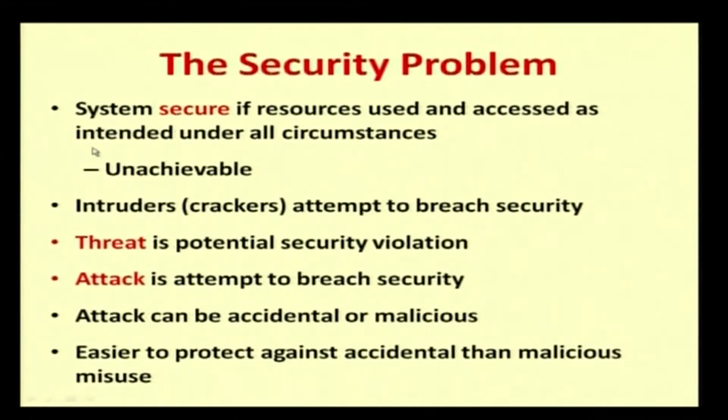Now a system is secure if the resources are used and accessed as intended under all circumstances, which is unachievable, and intruders, otherwise called crackers, attempt to breach the security. So an attack can be accidental or malicious. It is easier to protect against accidental than malicious misuse. This is a major point: we need to know the difference between a threat and an attack. A threat is a potential security violation, whereas an attack is a breach in security.